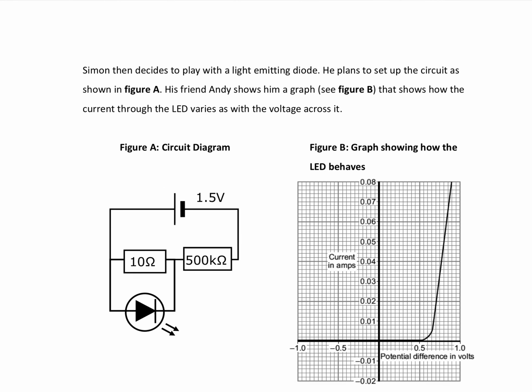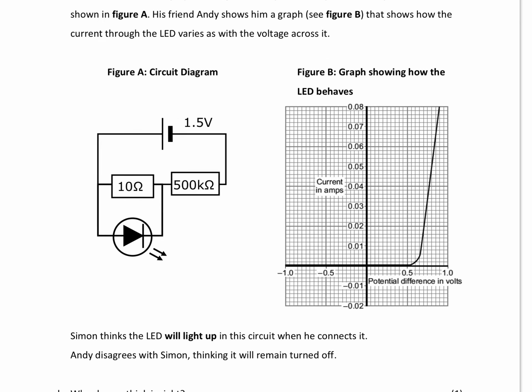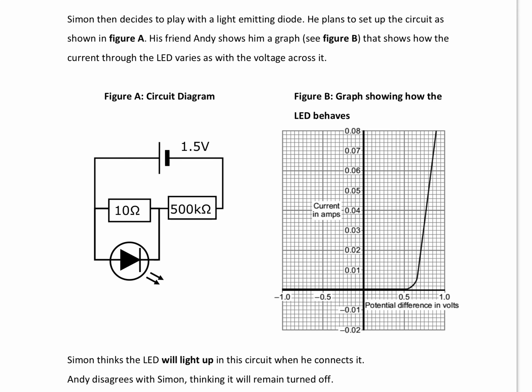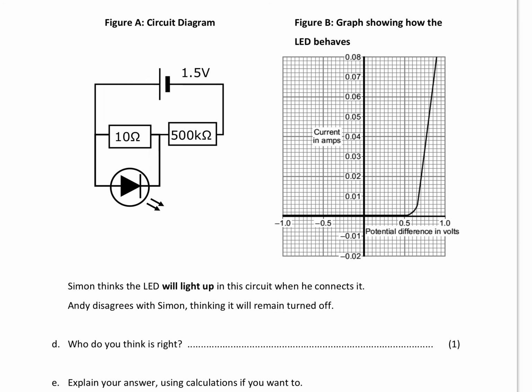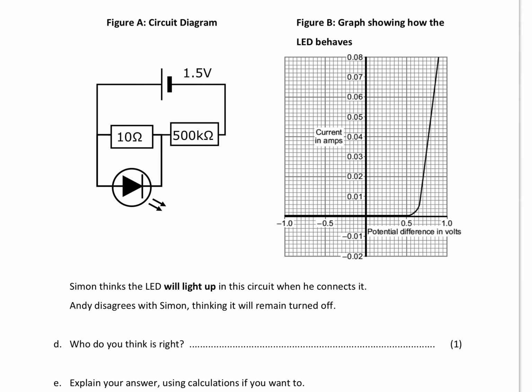Now we have a look at a voltage current graph, and instantly you should look at this and go, oh, I know what this is. This is just like a diode. That's the shape of a diode. It says Simon decides to play with a light emitting diode. Good, it looks like that. He plans to set up the circuit as shown in figure A. Wonderful. His friend Andy shows him the graph, B, and shows how the current through varies. Wonderful. All recall.